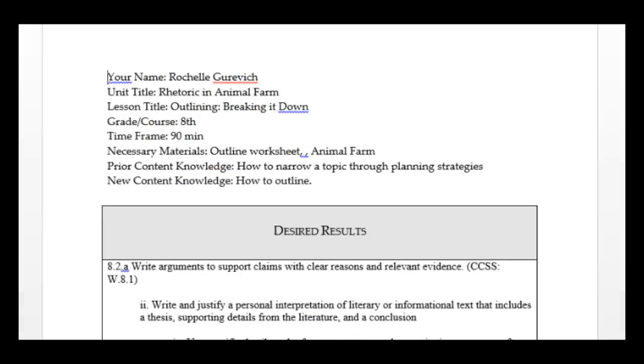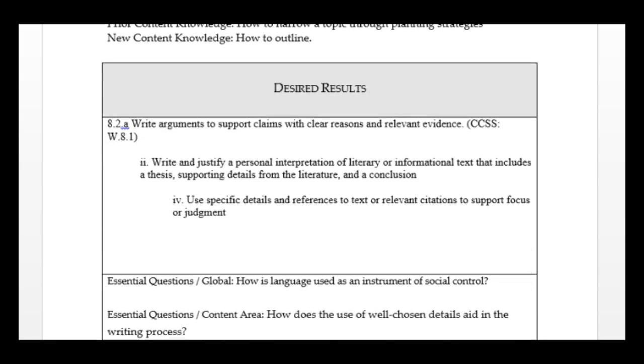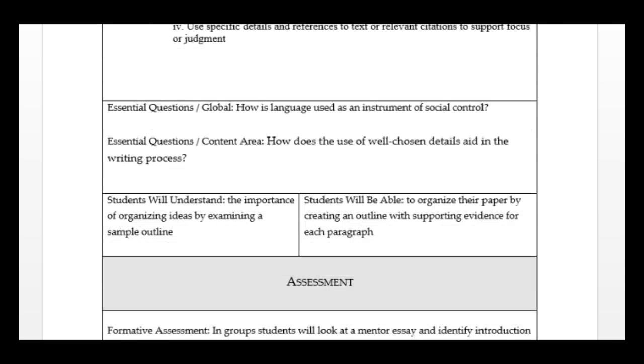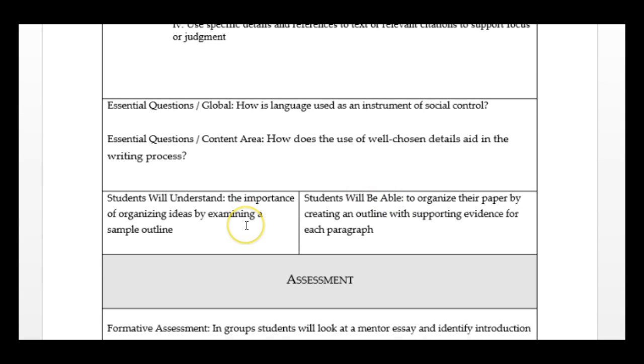Okay, so now we're inside your second lesson plan. And again, you've chosen the perfect evidence outcome to work on for a drafting lesson plan. That's well done, okay? And this time, your students will understand and your students will be able to are very well aligned, so that the whole class is about the focus of organizing the paper.